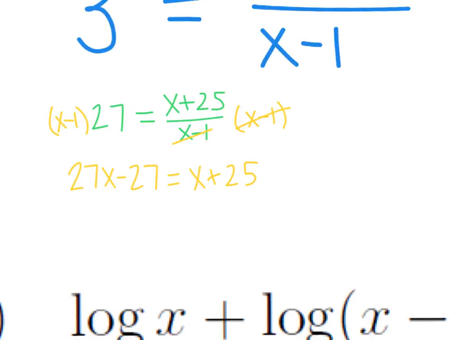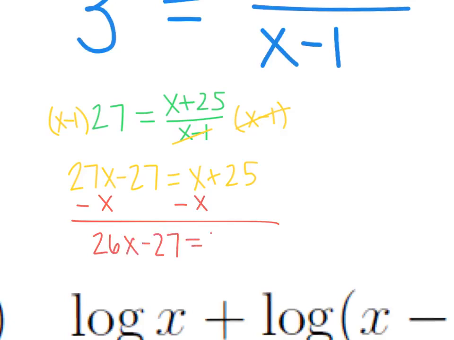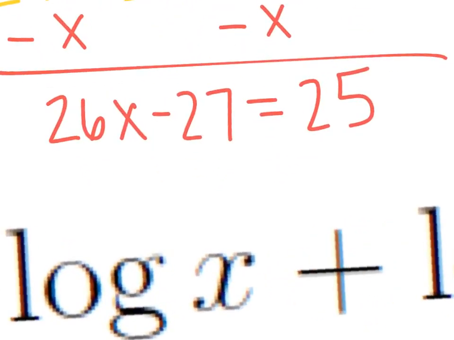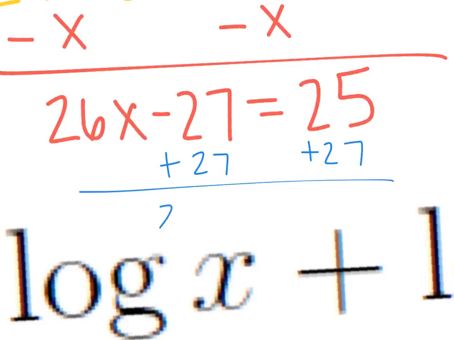Okay, I would subtract x from both sides and I get 26x minus 27 equals 25. What else should I do? What are you trying to do right now? Solve for x. Yeah, you're solving for x. You're getting x alone, so we need to get rid of that 27. So we'll add 27 to both sides. And I get 26x equals 52.